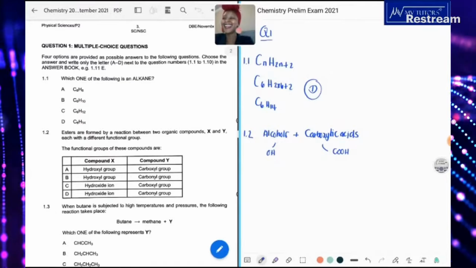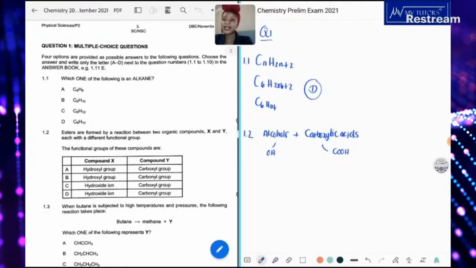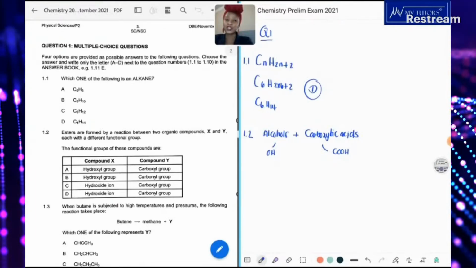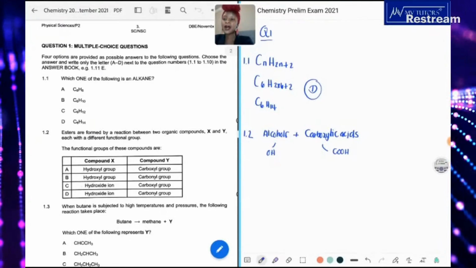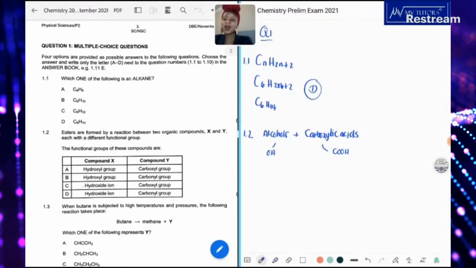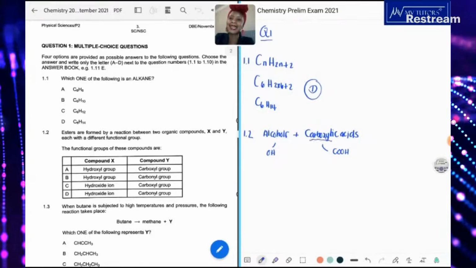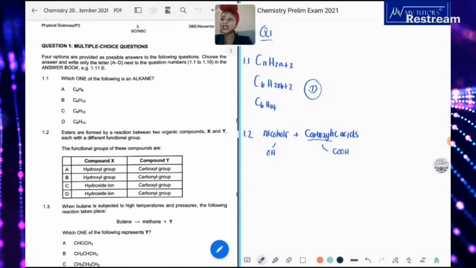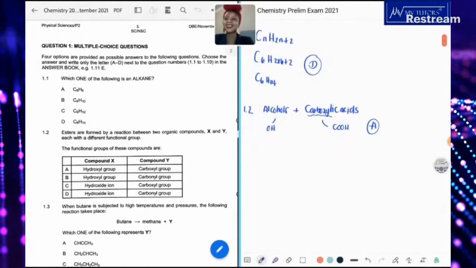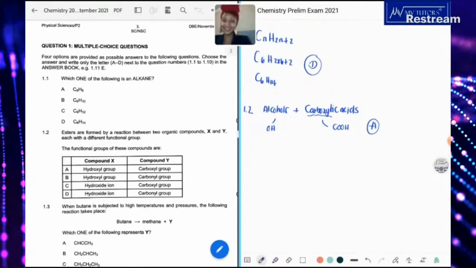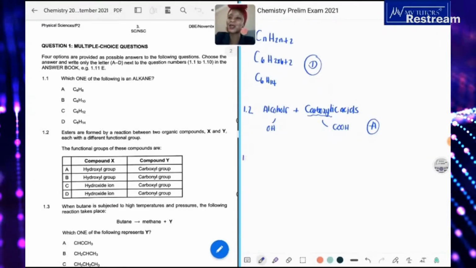So having a look at 1.2, compound X is the hydroxyl group. So we're looking at A and B. When you look at compound Y, it cannot be the carbonyl group, it is the carboxyl group, hence carboxylic acid. So we are looking at A as our answer. Remember esters: alcohol and carboxylic acid. Do not forget it.